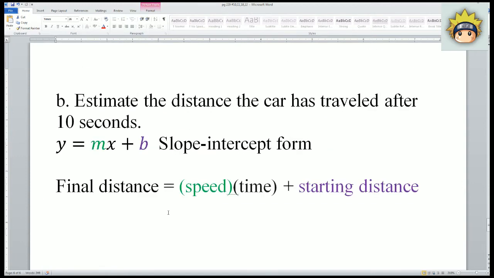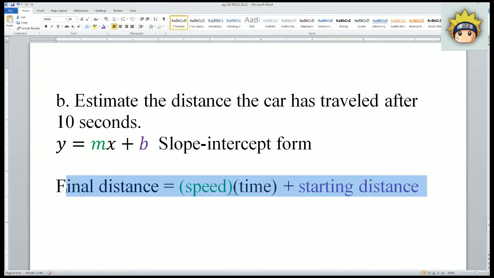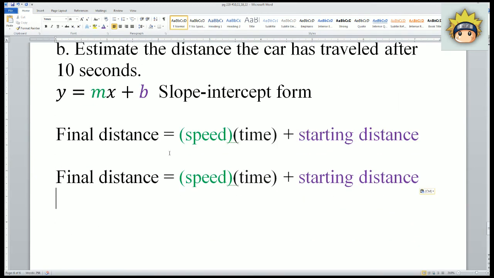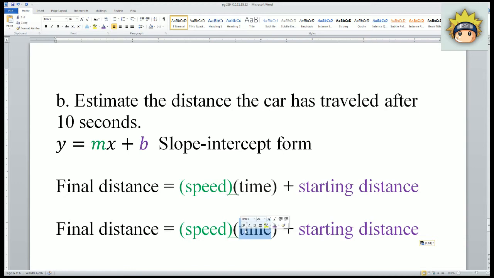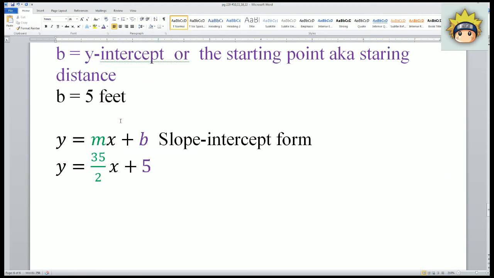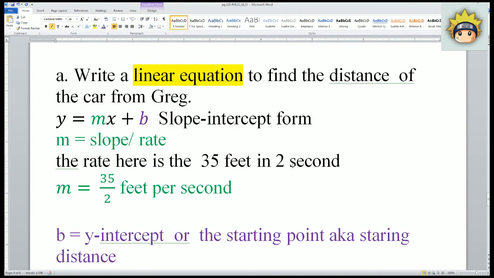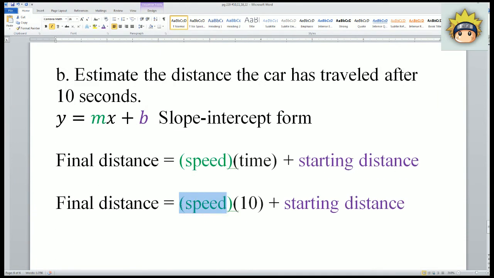So, what you can do here is find the distance the car has traveled after 10 seconds. What was my time here? My time was 10 seconds. What was my rate? My rate was 35 over 2, right? It was 30 feet in 2 seconds. So, let's put that in here.